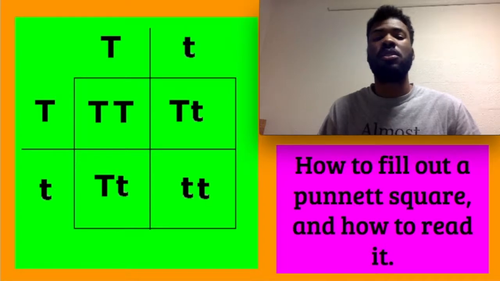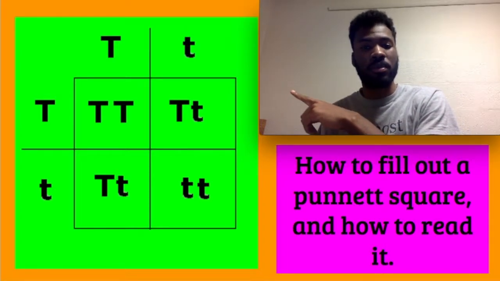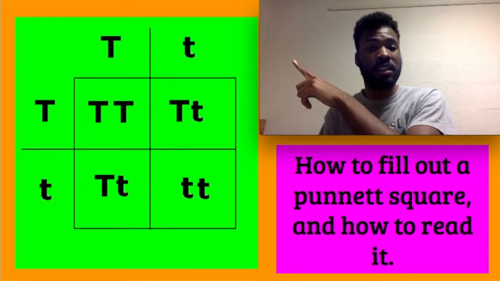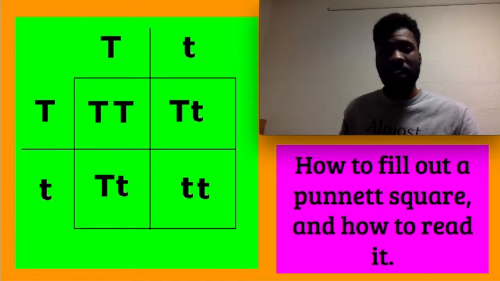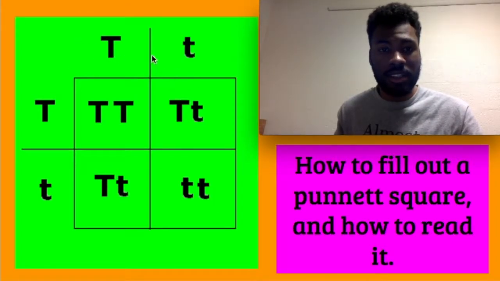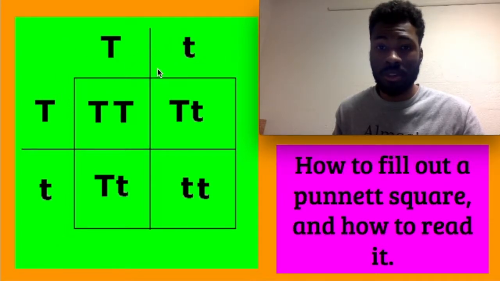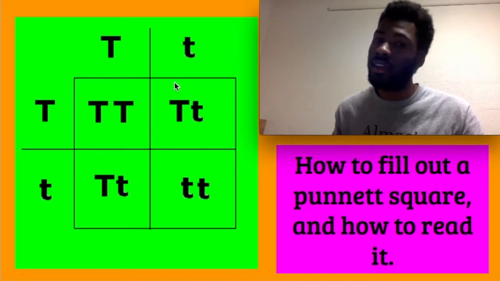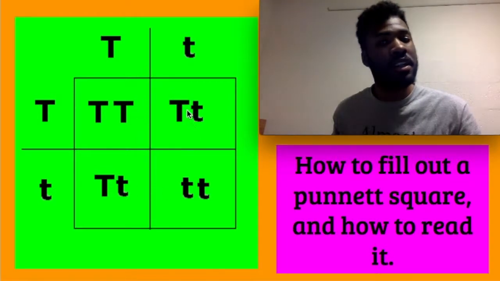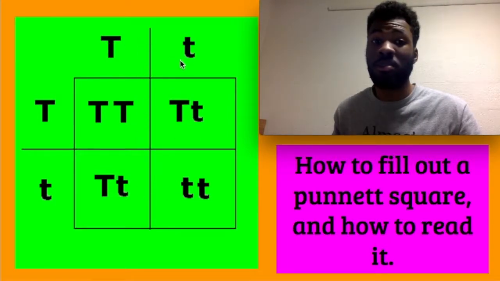Now we're going to talk about how to fill out a Punnett square and how to read one. So if you look over here, we are mixing a capital T and a little t with a capital T and a little t. Let's just say the top one is the mom, and this one over here is the dad. So the mom is capital T little t, the dad is capital T little t, so they're both the same. But when they mix, they create a variety of phenotypes and genotypes.